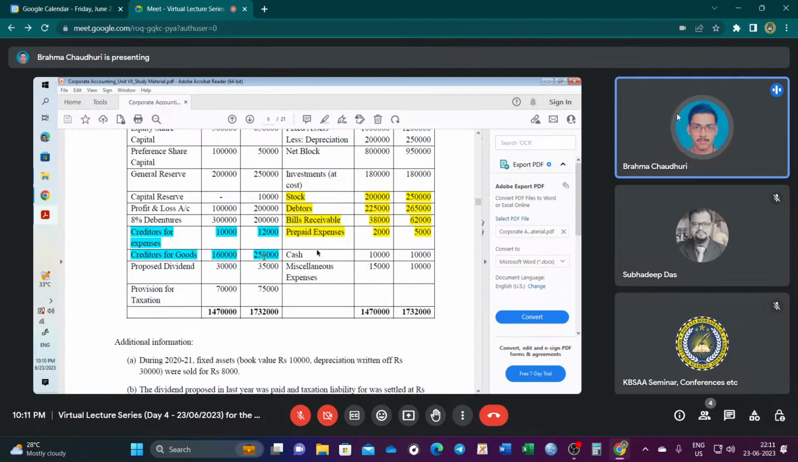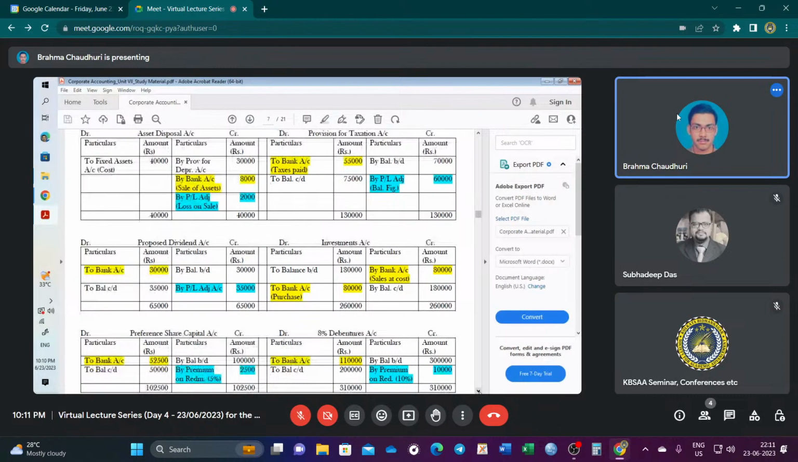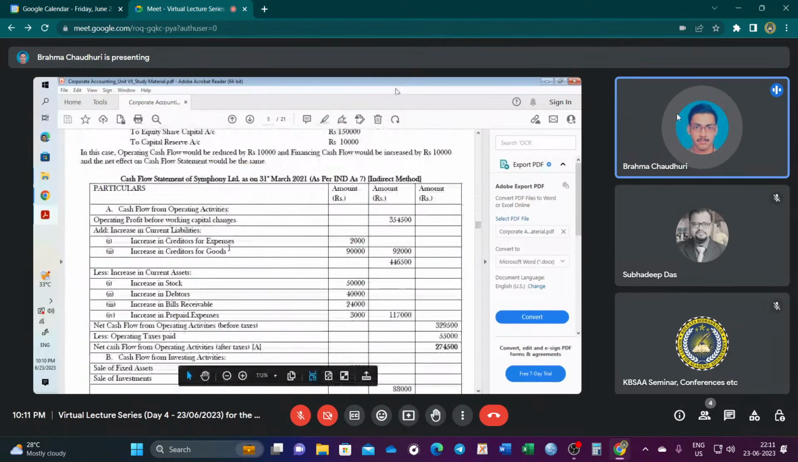So that is why the increase in current liabilities, 10,000 to 12,000 and 1,60,000 to 2,50,000, is shown here. Increase in creditors for expenses of 2,000 and increase in creditors for goods of 90,000. So these 92,000, this increase in current liabilities, results in an increase in cash. That is why we are adding them, and we are getting 3,54,500 plus 92,000, 4,46,500.